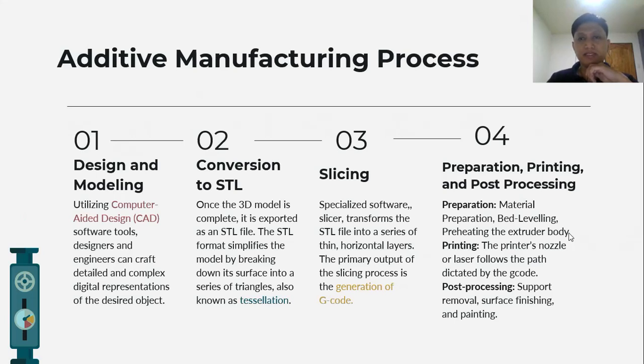The last step is preparation, printing, and post-processing. In the preparation phase, there is material preparation, bed leveling, and preheating of the extruder body. Then in printing, the printer nozzle or laser follows the path dictated by the G-code. And lastly, post-processing, where support removal, surface finishing, and painting are performed.